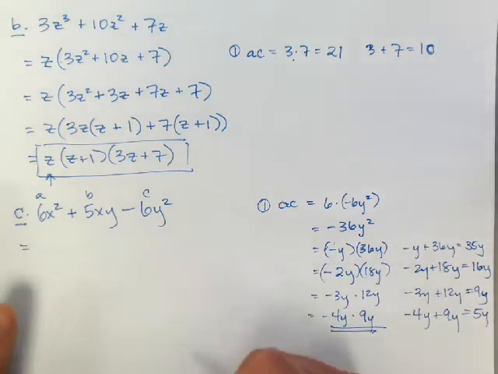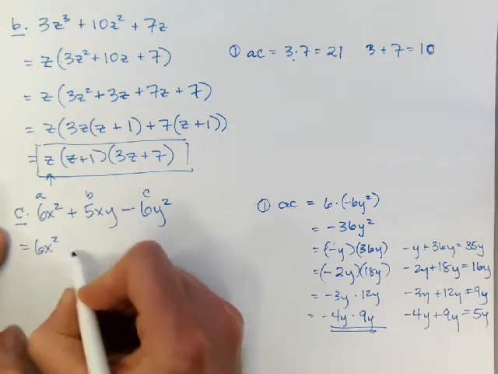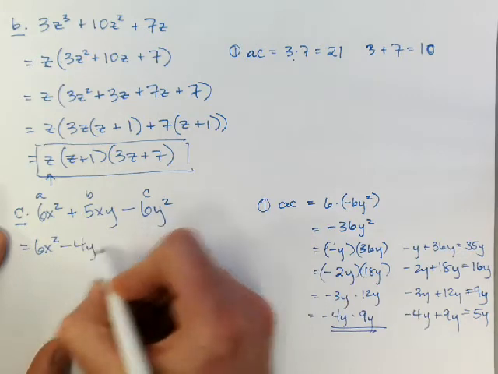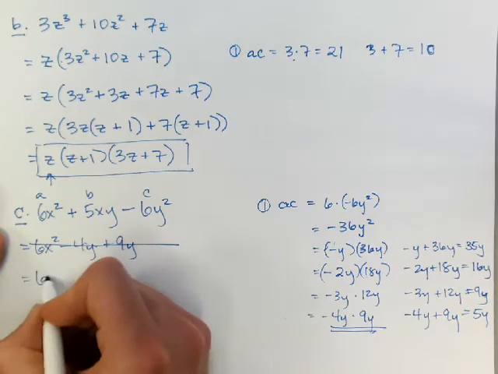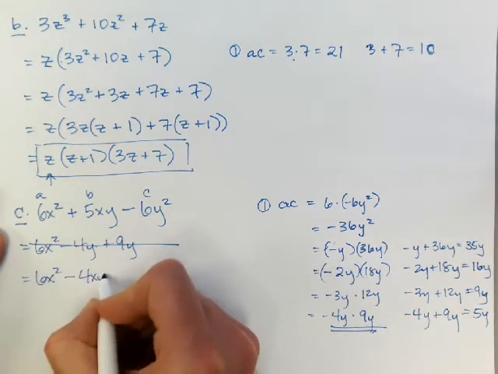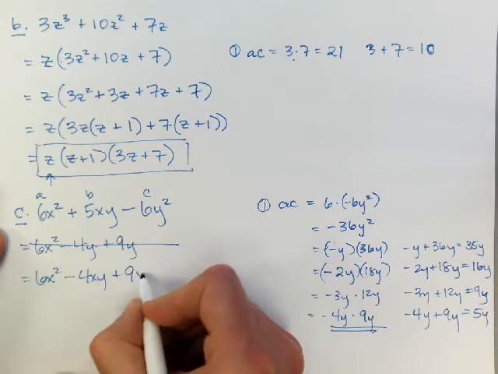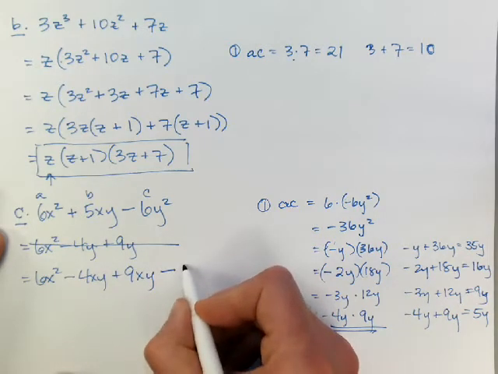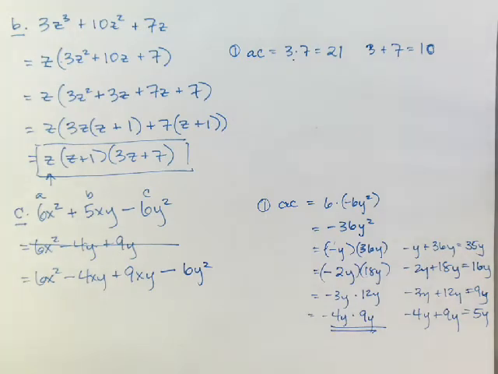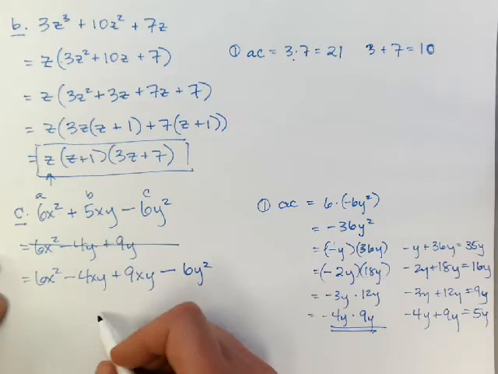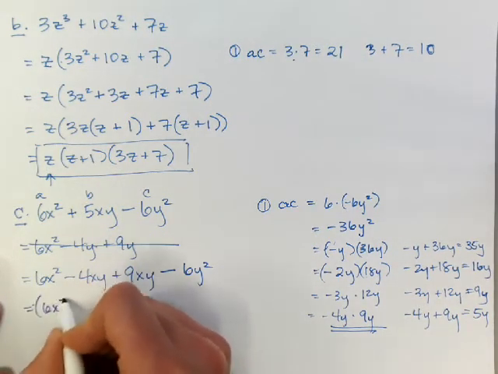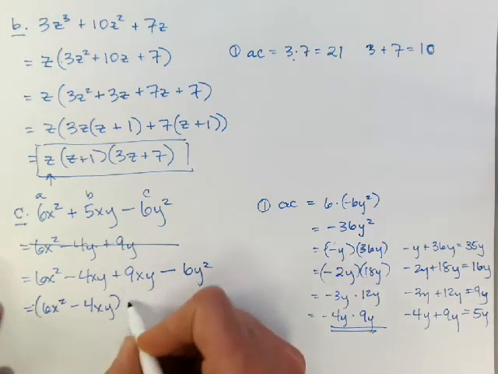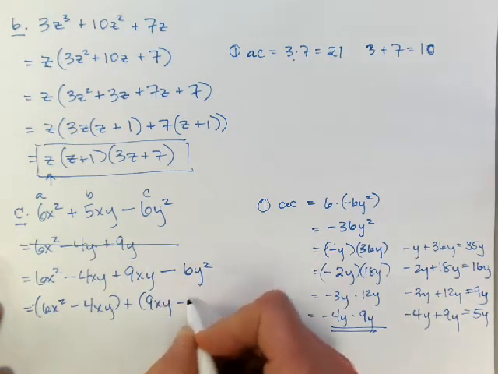So let's split it up. So we do 6x squared, I'll do a minus 4y plus 9y. Oh, shoot. 6x squared minus 4xy plus 9xy minus 6y squared. All right, and then group them up. So 6x squared minus 4xy, plus 9xy minus 6y squared.